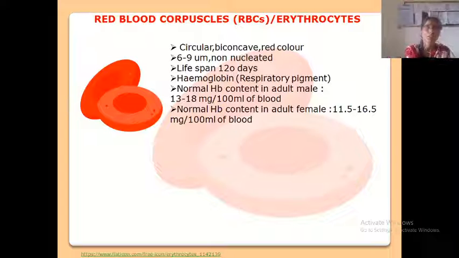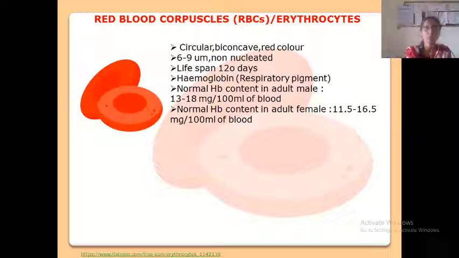Their shape is biconcave and circular. Because of the biconcave nature, the surface area of the RBC is greater, and it contains hemoglobin, a gaseous carrier. It carries oxygen and CO2, so it plays a very important role and is also called a respiratory pigment. Hemoglobin is a major component of RBC. RBC lacks a nucleus.